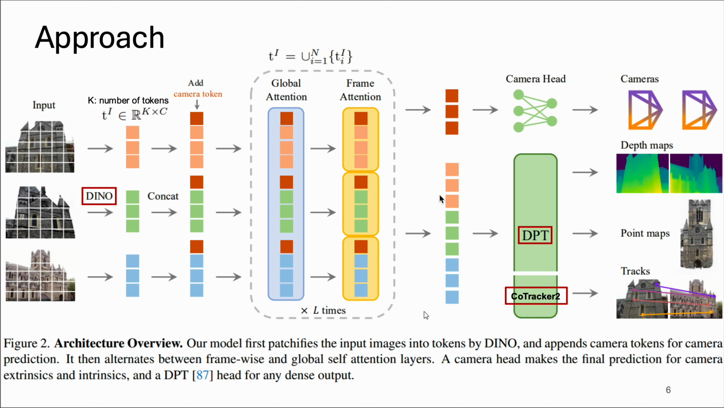And the image tokens are also fed into a CoTracker2 network to generate the tracks, which can be used to find the corresponding point throughout the image sequence.